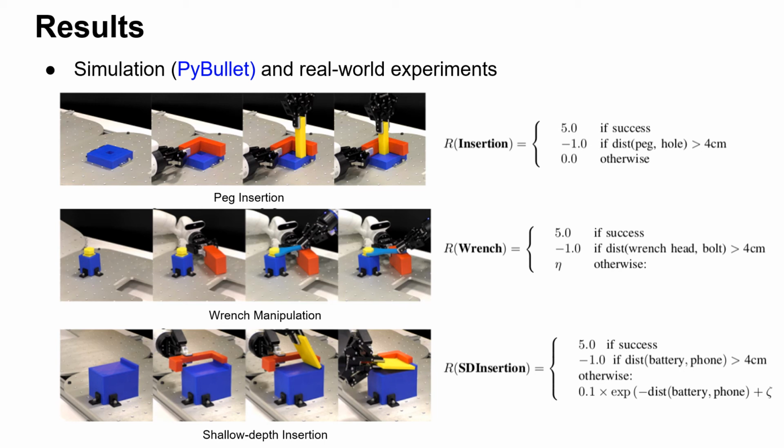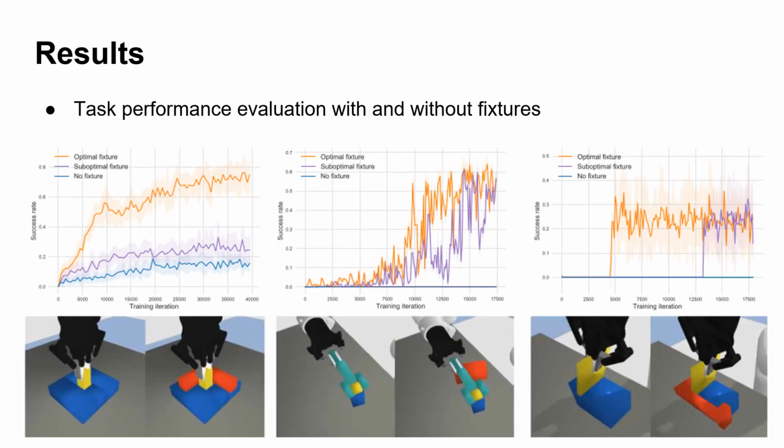A reward function similar to peg insertion has been formulated. In shallow depth insertion, the task is similar to battery insertion in foam. The fixture in this task prevents the translation and rotation of the cuboid into the slot. The eta and epsilon terms here represent the degree of rotation of the bolt and battery. They have evaluated the performance of the robot with and without fixtures.